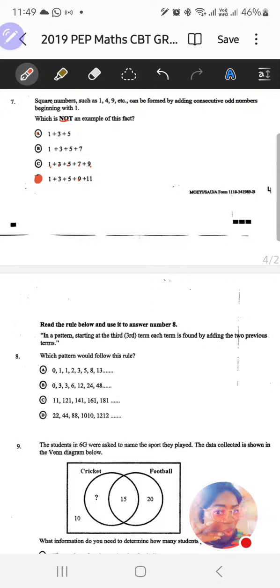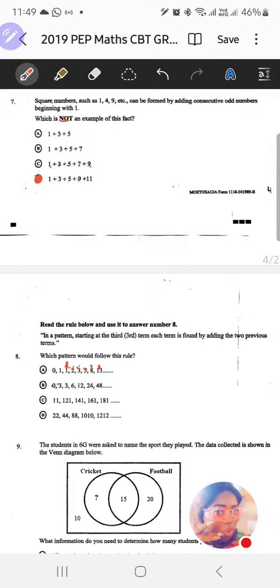So let's look at A. 0 plus 1 are the two terms. 0 plus 1 is 1. And you would see that the third term is 1, and that's the sum of the first two terms. If we want to continue, we can say 1 plus 2 is equal to 3. 2 plus 3 is equal to 5. 3 plus 5 is equal to 8. 5 plus 8 is equal to 13. So this pattern definitely follows the rule, but let's look at the others.